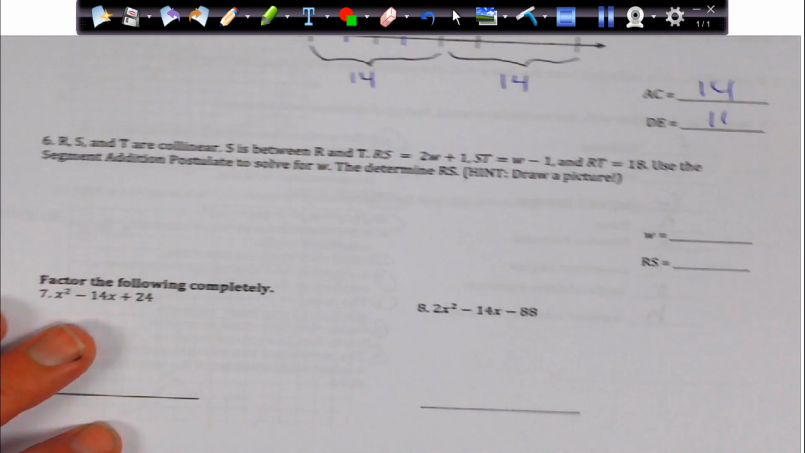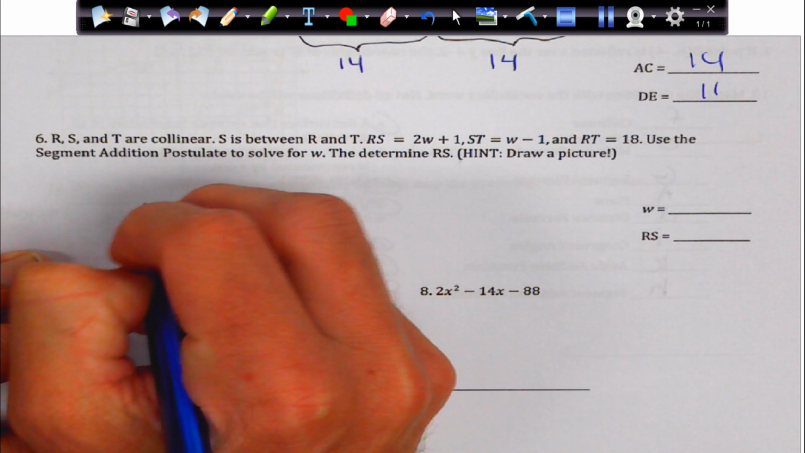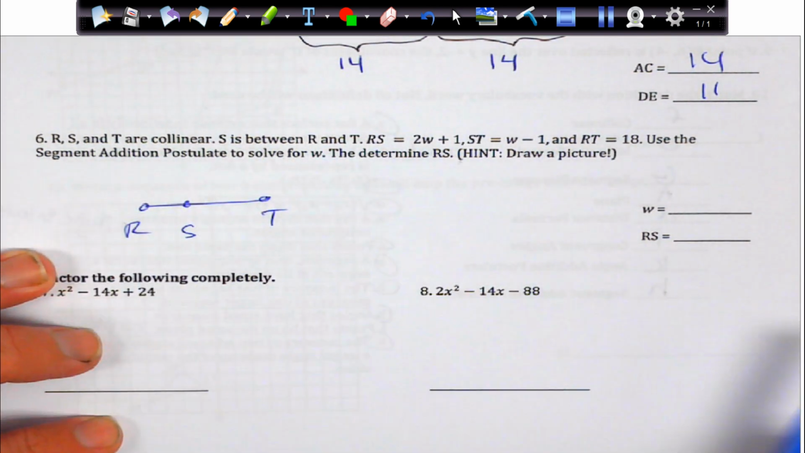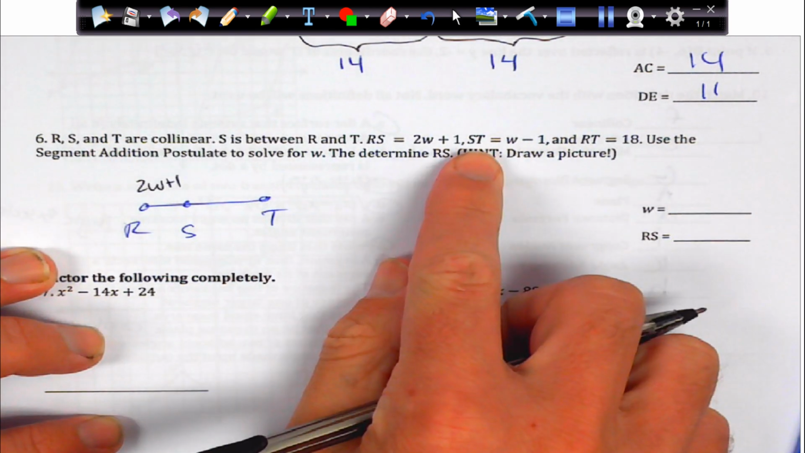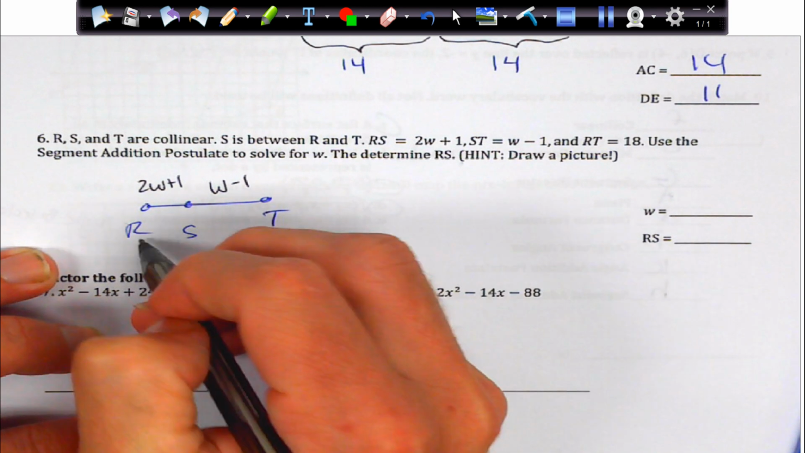Okay, that one you just have to kind of read carefully. R, S, and T are collinear. S is between R and T. So we got R, T, S is right here. RS is 2W plus 1. ST is W minus 1. And then RT is 18.